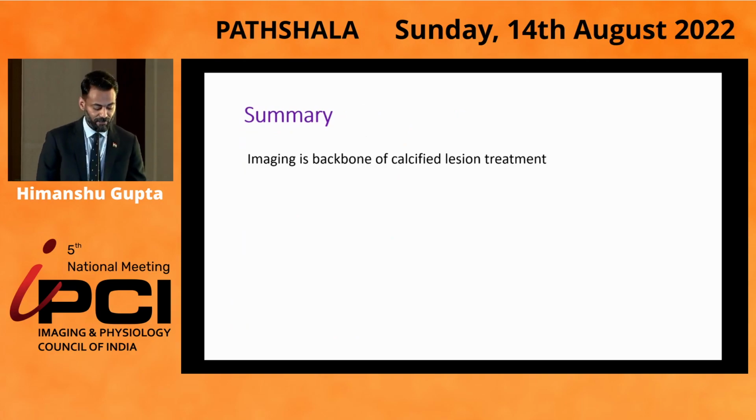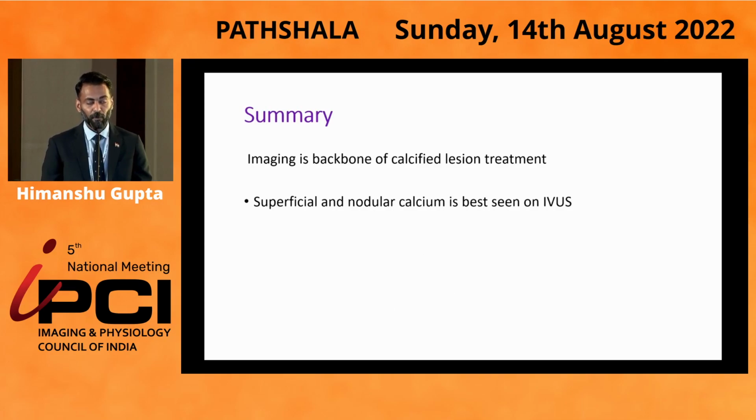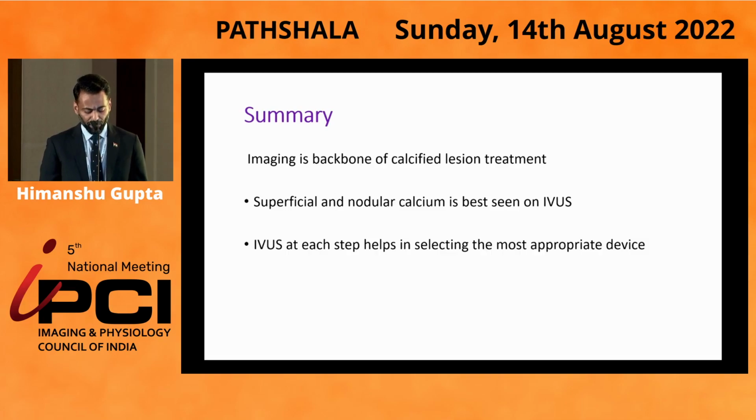So in summary, I will say imaging is the backbone of calcified lesion treatment. Superficial and nodular calcium is best seen on IVUS. And these are the two types of calcium which help us to decide whether we need rotablator or plaque modification or not. After that, IVUS at each step of the procedure will help us in selecting the most appropriate device based upon the morphology of the calcium and the vessel size. And imaging improves efficiency of our procedures, but more importantly, safety for our patient.